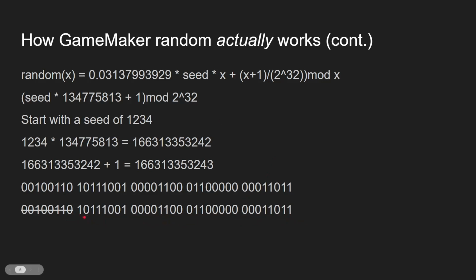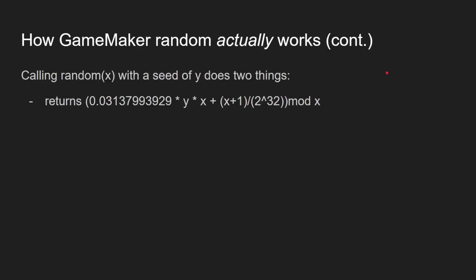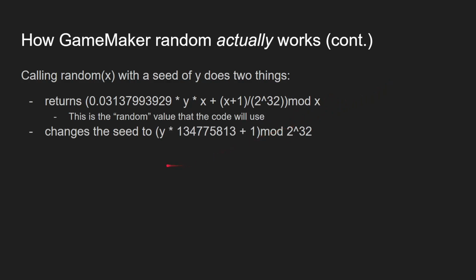And then we look at the first digit here, and we see if this is a 0, then it'll be positive. If it's a 1, it'll be negative. So in this case, it's a 1, so it'll be negative. And you translate this back to decimal, and you get this. So in summary, calling random x with a seed of y does 2 things. It'll give you a number using this formula, which will be the random value that the game will use. And it'll change the seed using this formula, which will be the seed that is used the next time random gets called.